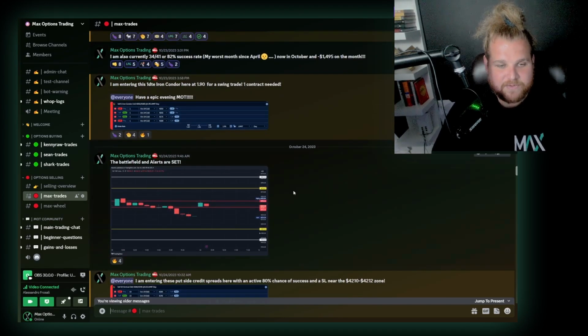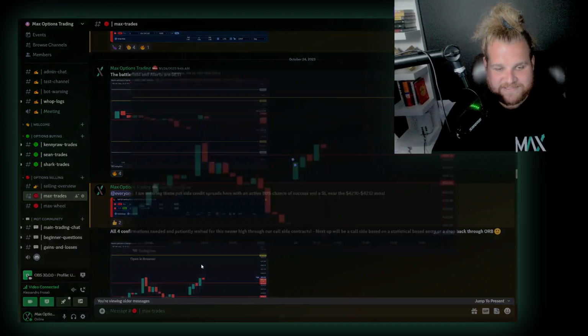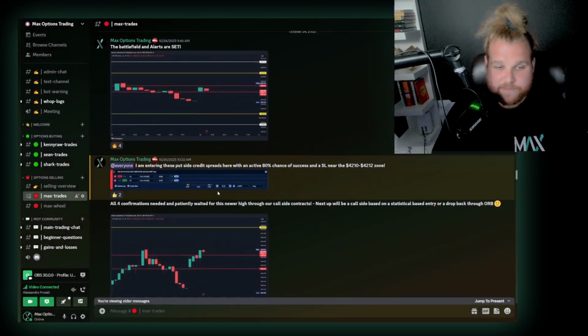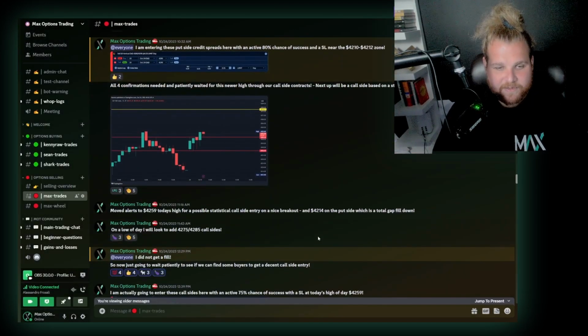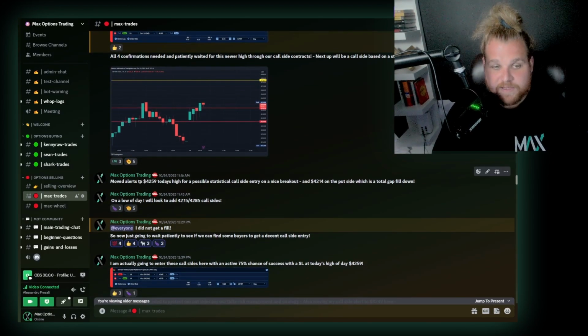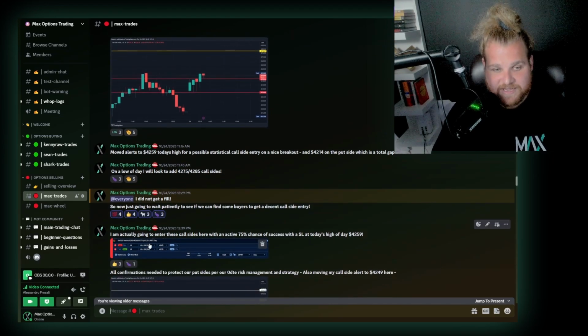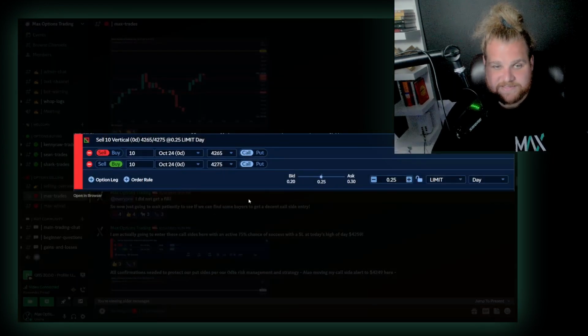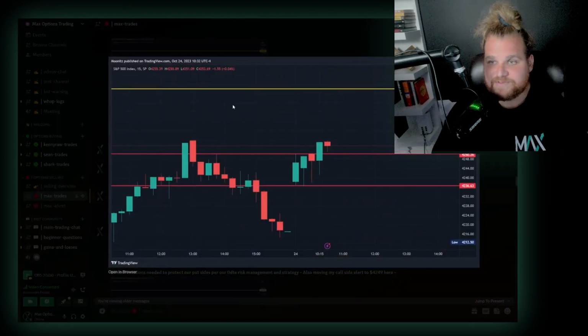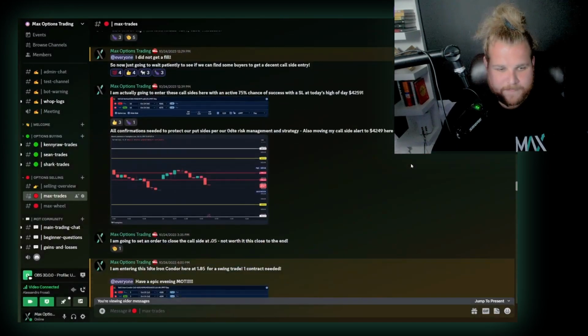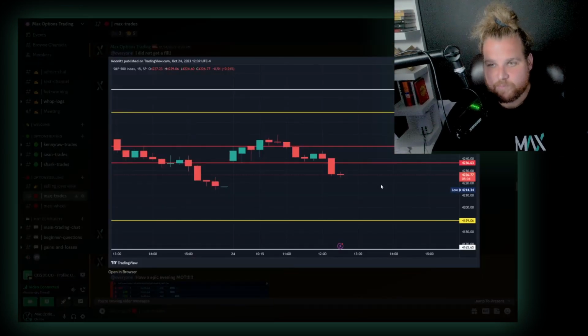We enter a Condor. The next day, our battlefield is set. We have a break to the upside, so the put side entry is clear. That's where we're going to enter. Move the alerts for the day for a possible statistical-based entry. And it looks like we had a statistical-based entry later on in the day at 42.65, which was way up here, which is about 30 bucks higher. And this is the reason why.